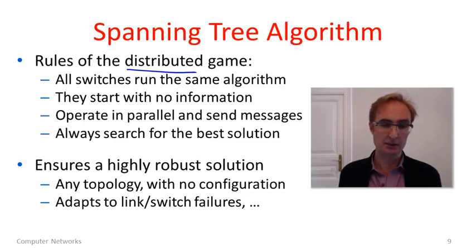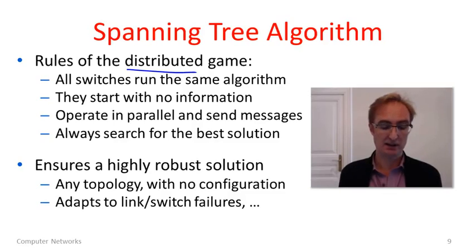These switches are going to start with no information because we don't want to have configuration or make assumptions. Now, switches can only see what's going on with themselves. They can send and receive messages, but they don't know what's happening elsewhere in the network, just what they hear and what they send. In fact, all of the switches are not only doing this, but they're operating in parallel because they have no way to otherwise coordinate their actions with other switches.